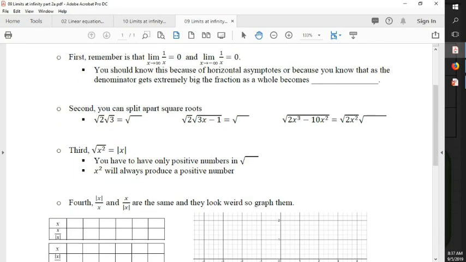Now, some of you guys asked earlier, how come that just goes to 0? That's what I'm going to explain, because math. So here's that one thing.